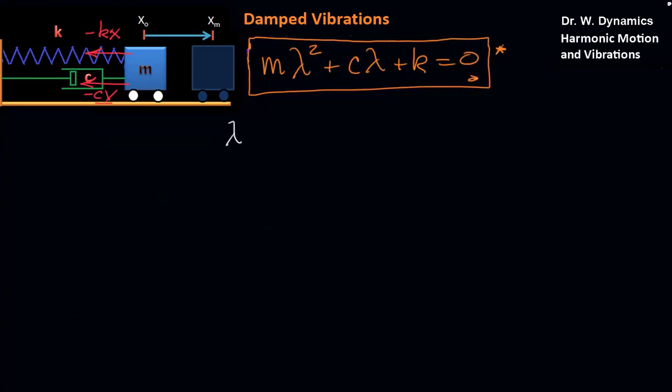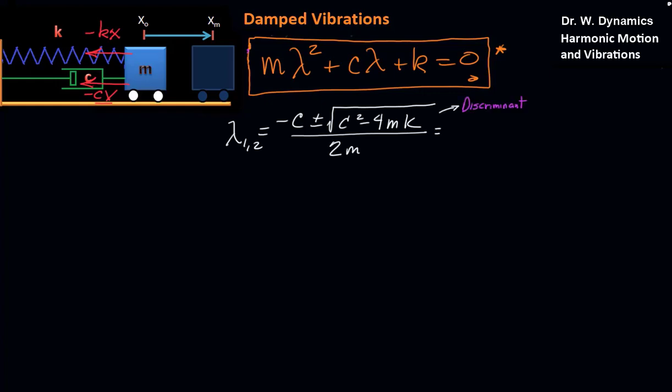From here we'll get that lambda 1, 2 is negative c plus or minus the square root of c squared minus 4mk, all divided by 2m, which you'll recall that this discriminant plays an important role in this type of solution set because our discriminant could be a real number, it could be 0, or it could be imaginary, based on the value of what's inside of here.